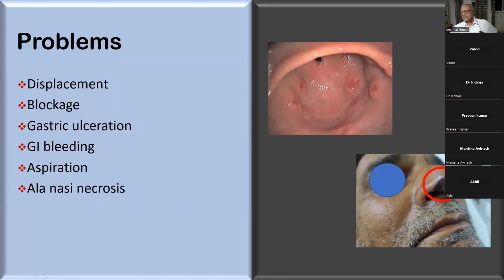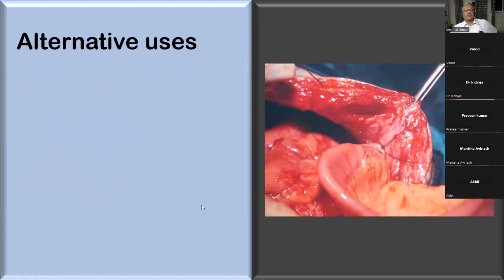This is a patient who actually had the Ryle's tube for only 4 days. It was not even that he had it for weeks on end. But I think for fear of the Ryle's tube coming out, it was so severely stuck with a plaster that the patient got necrosis.